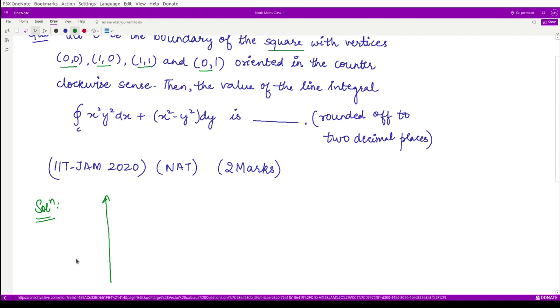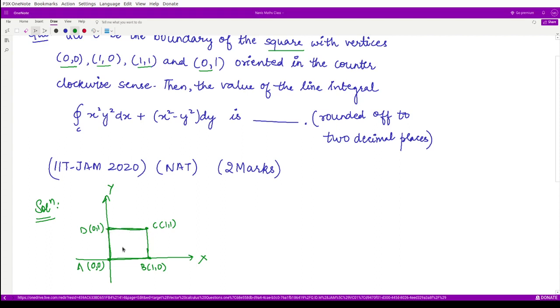So we have this as the y-axis, this is your x-axis, and this point is the origin, the point (0, 0). Let's call this point A. Then we have the point (1, 0), somewhere here, which I call B. Then we have this point C, which is (1, 1), and some point here, D, which is (0, 1). We can join these through straight lines, so this would be our square.